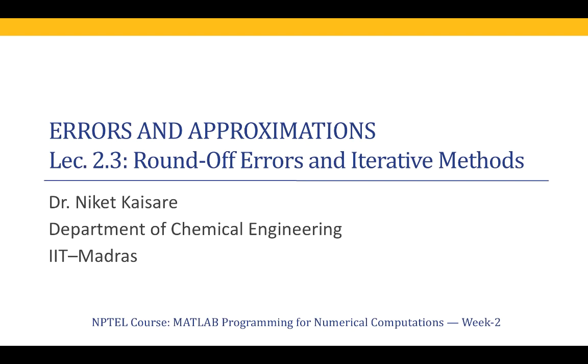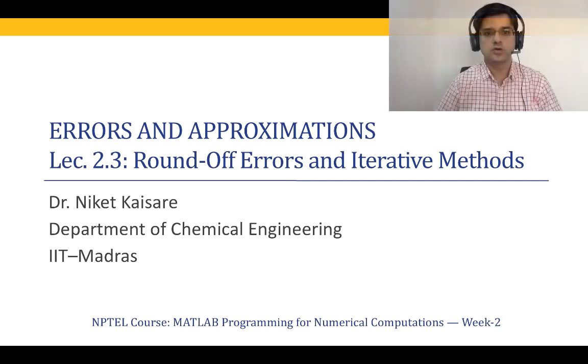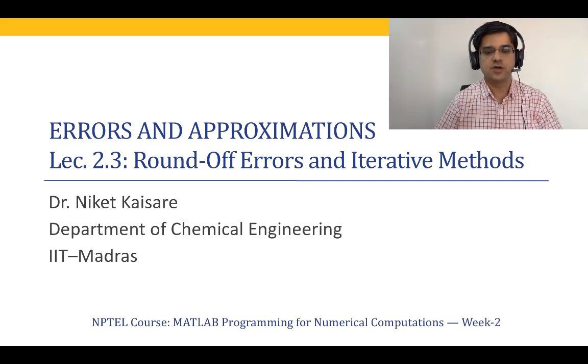In Lecture 2.1, we introduced ourselves to errors and approximations and how they arise in numerical computations. In Lecture 2.2, we considered truncation errors. We have taken the example of Maclaurin series expansion of e to the power a and showed how including additional terms from the infinite series improves the accuracy of the approximate method that we use.